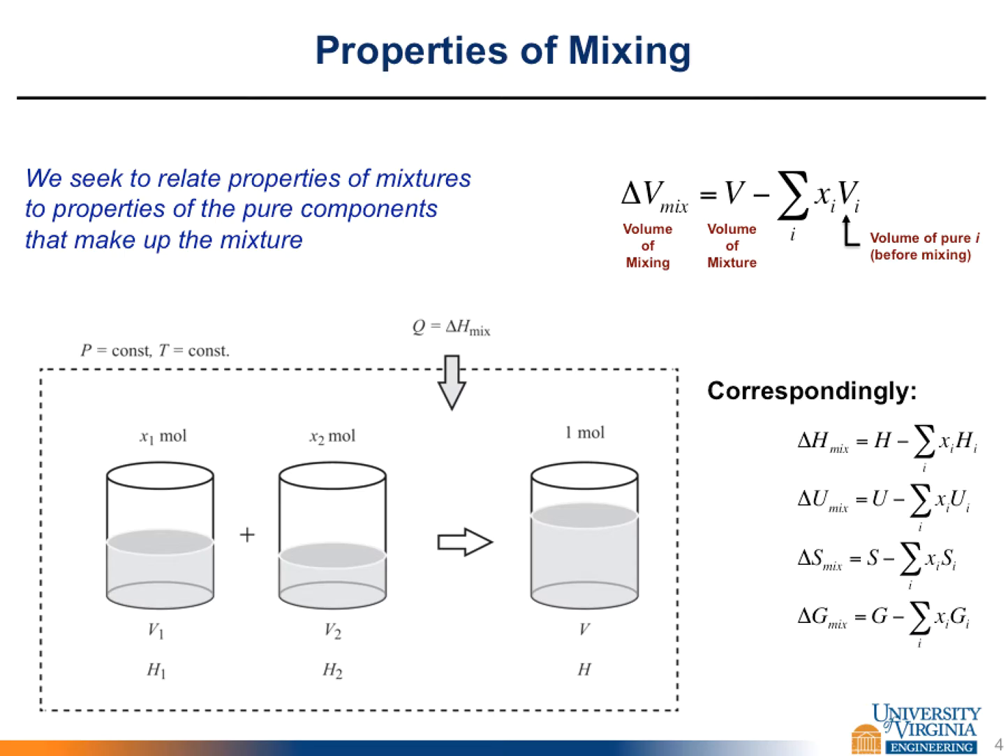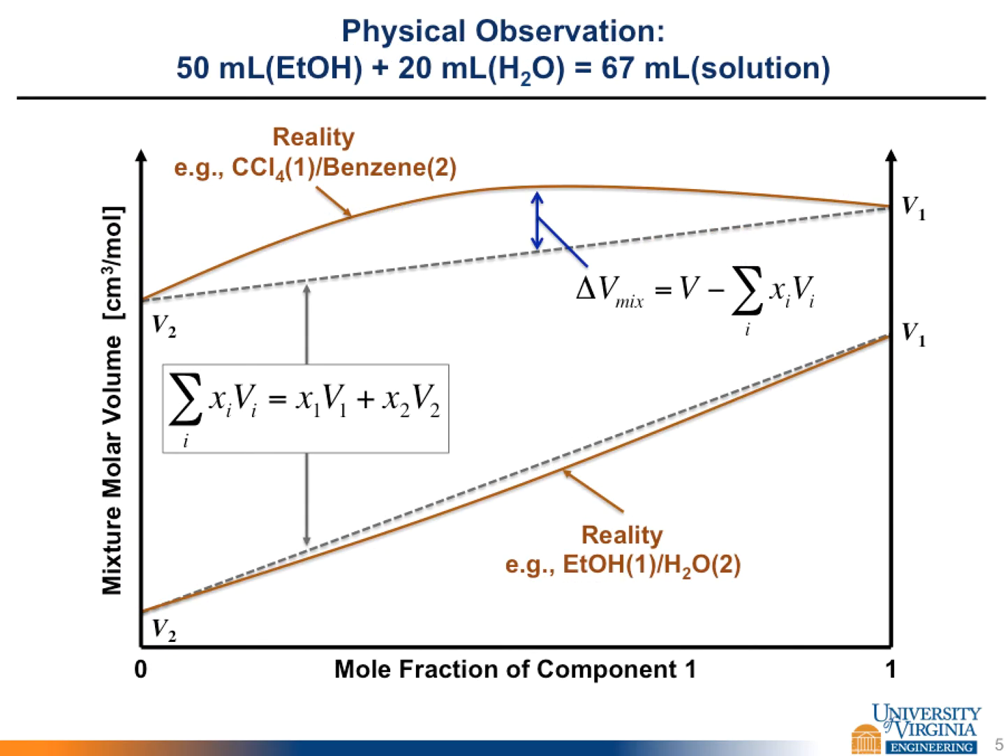It's also worth pointing out that we can correspondingly write out change of property upon mixing expressions for many of the usual thermodynamic properties. We see things here like enthalpy, internal energy, entropy, and Gibbs free energy. And so we can write the corresponding relationships very much in the same way. A lot of the analysis that we're doing here can be applied to these different properties. It turns out in many cases that volume and enthalpy are a little bit easier to conceptualize, but the analysis can be applied to many of these other properties as well.